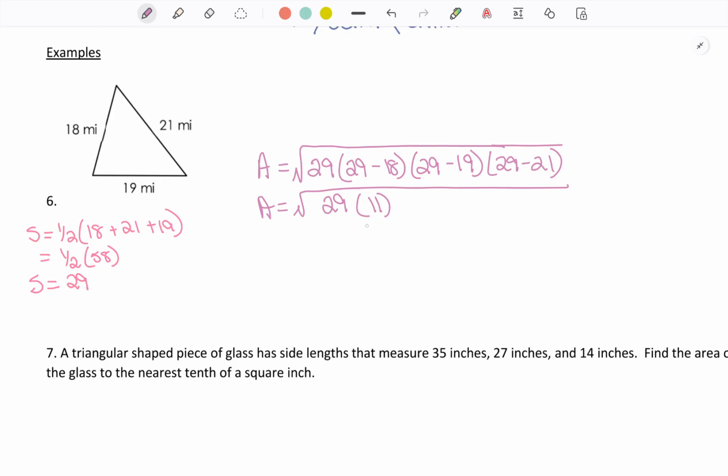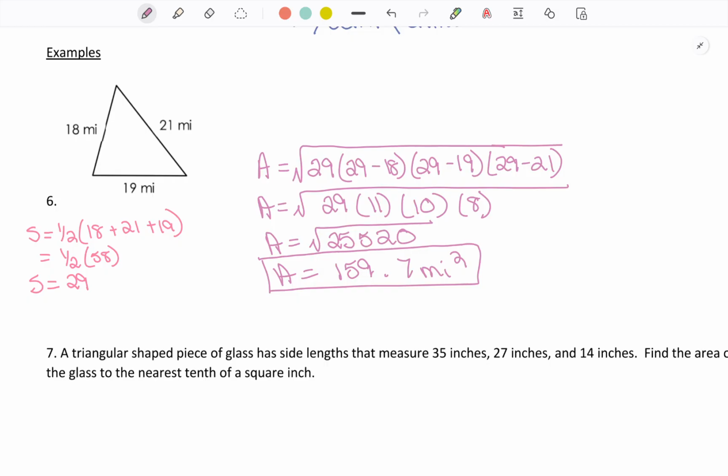So we're going to go ahead and subtract. So we have 29 times 11. And then 29 minus 19 is 10. 29 minus 21 is 8. And then we'll multiply all these together. So that gets us 25,520. And then we need to take the square root of this. So this is why we have calculators. So we have that square root as 159.7 when we round, and that is square miles. There we go.